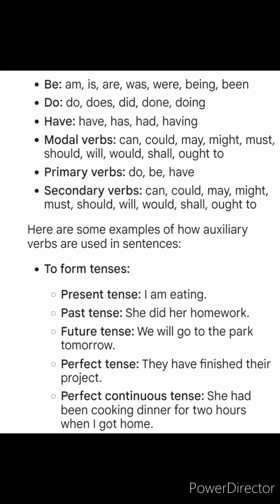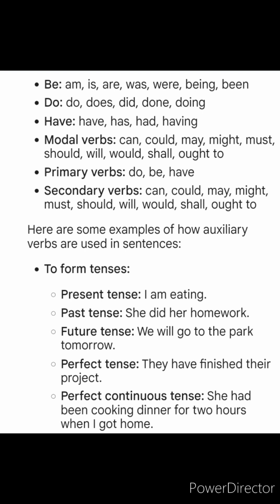Let us rewind the different forms of the auxiliary verbs. Be: am, is, are, was, were, being, been. Do: does, did, done, doing. Have: has, had, having. Modal verbs: can, could, may, might, must, should, will, would, shall, ought to. Primary verbs are do, be, have. Secondary verbs: can, could, may, might, must, should, will, would, shall, ought to.